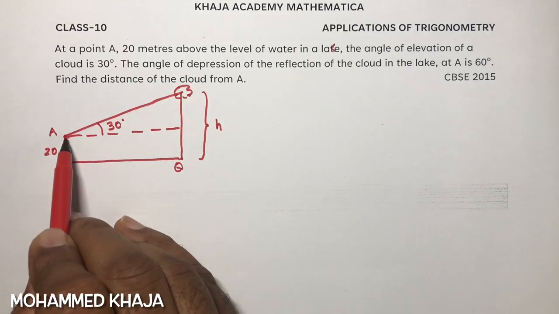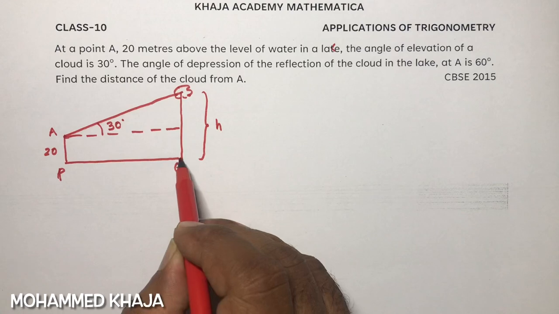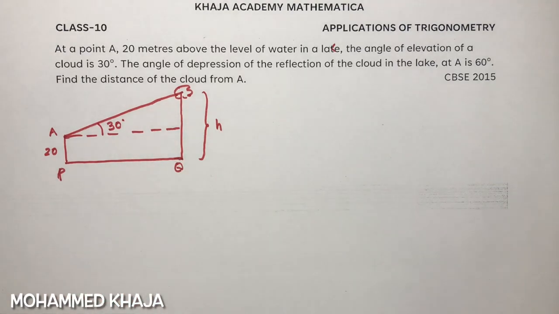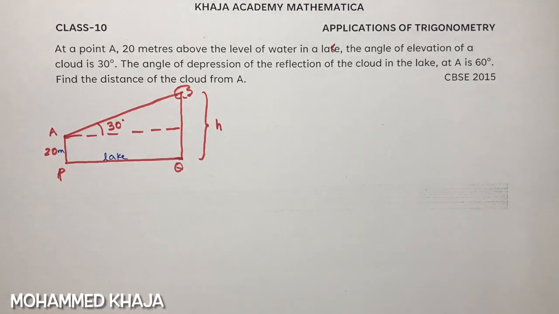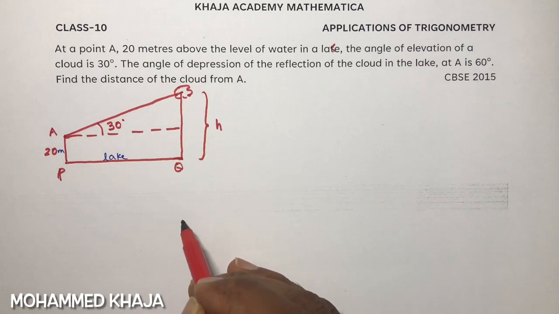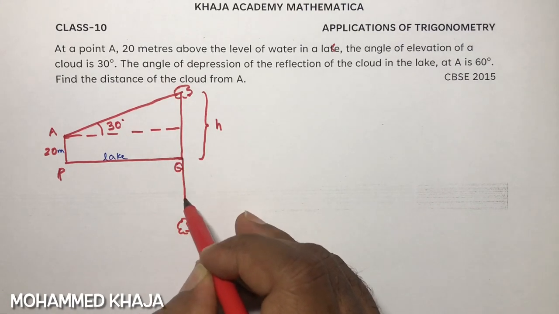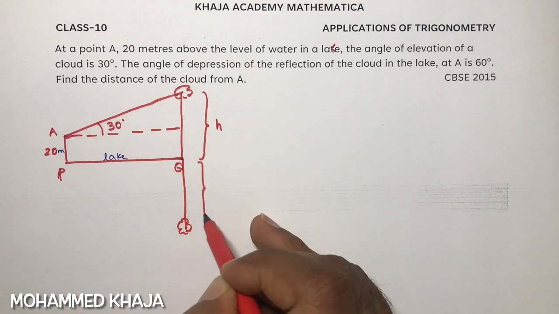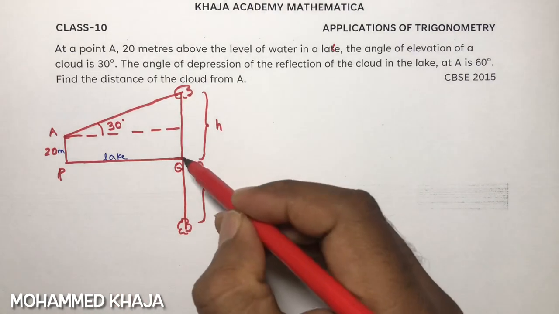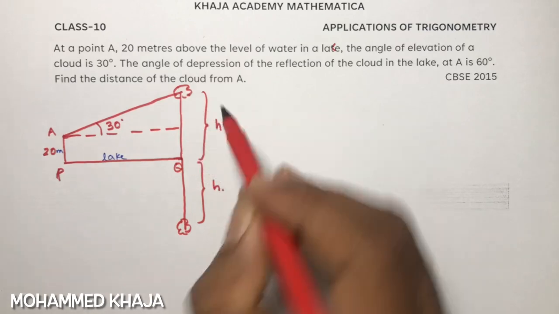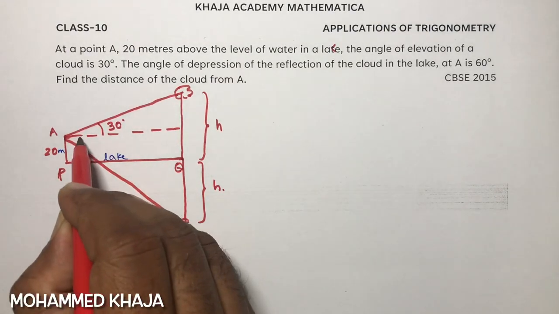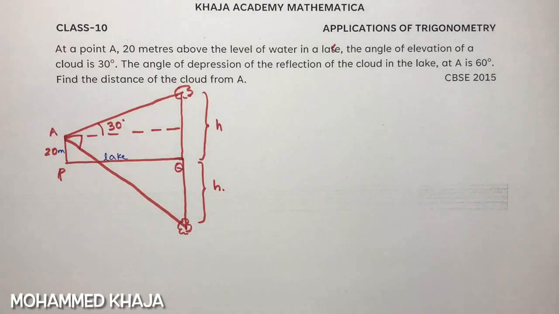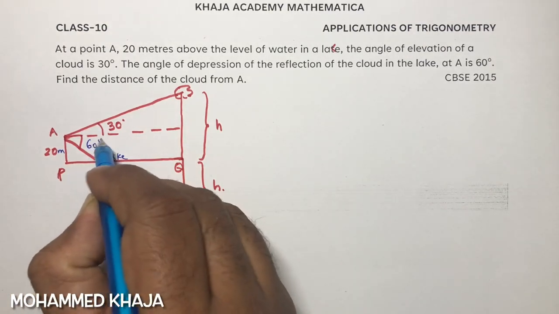Now angle of depression of the cloud, see, this lake will act like a plane mirror. This is 20 meters, this lake acts like a plane mirror. Then the cloud image will be at the same height. From the lake to the cloud is the height of the cloud. So the angle of depression of the cloud in the lake is 60 degrees. So here this depression is 60 degrees.